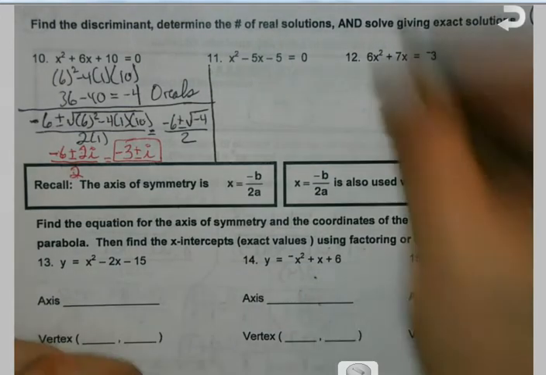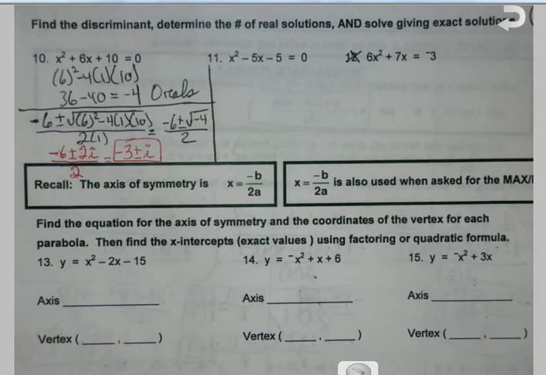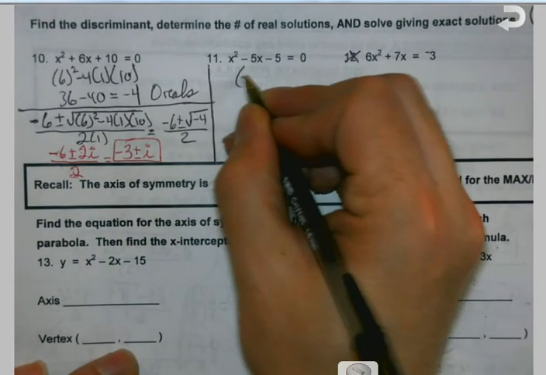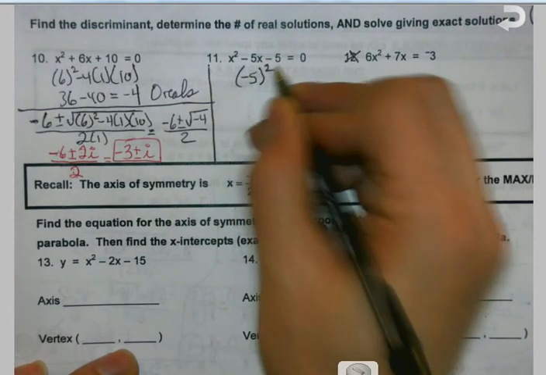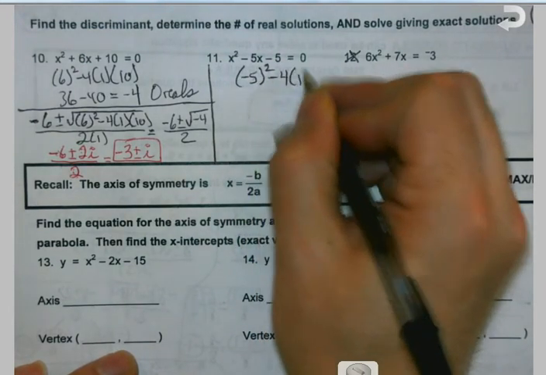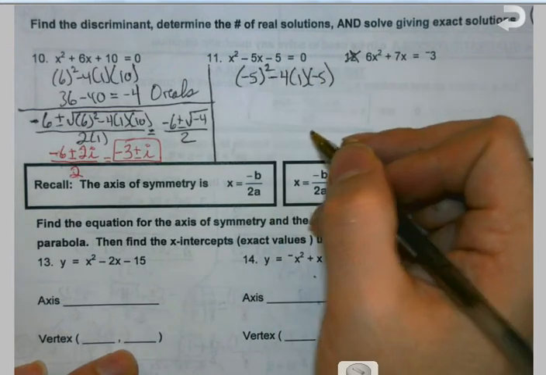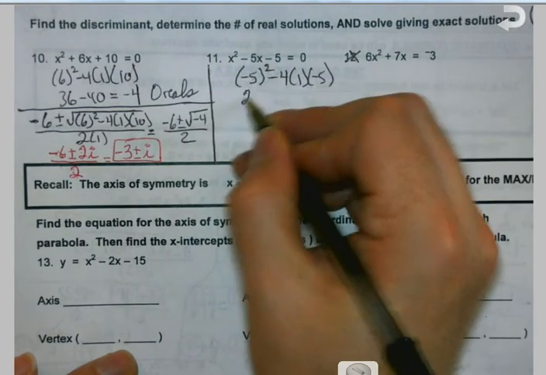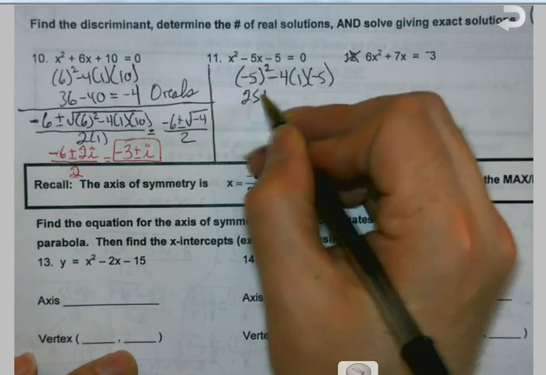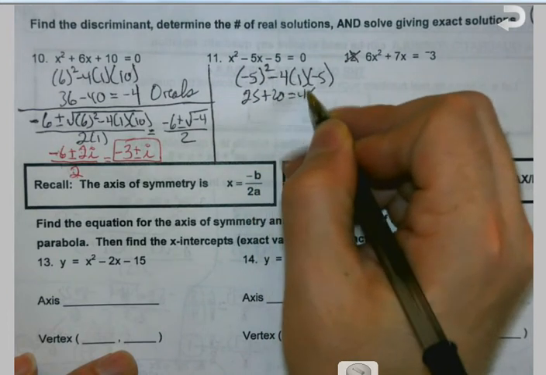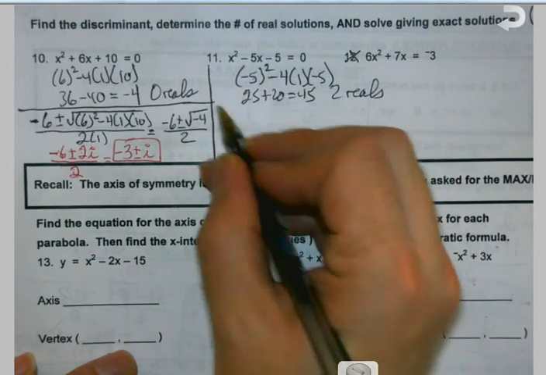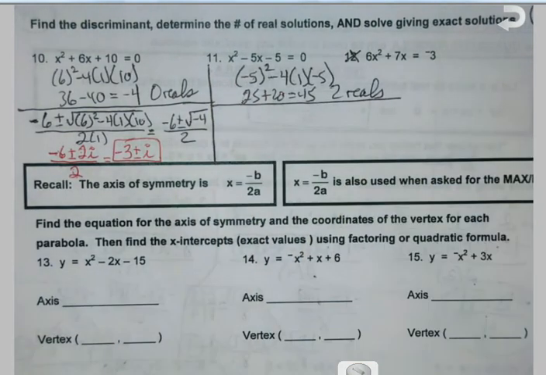One more just to be sure. Let's play with number 11. Let's see here. b squared, oh, I'm already into the quadratic. b squared minus 4ac. So 25, negative 20 minus negative 20, plus 20 is 45. A positive number is getting me 2 reals. So this time there should be no i's.